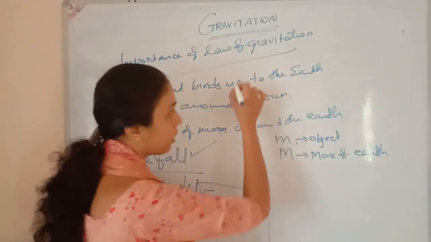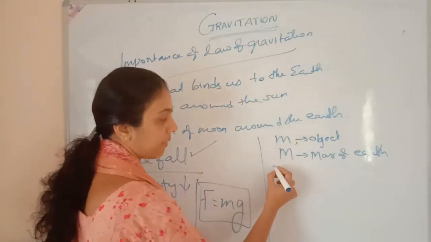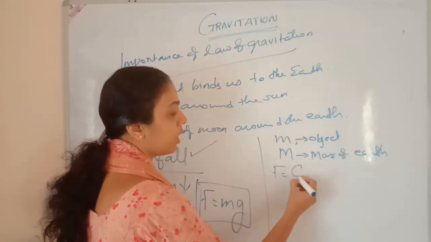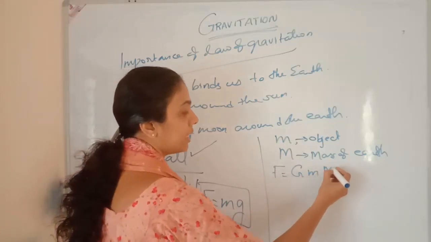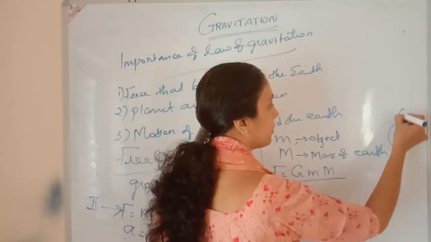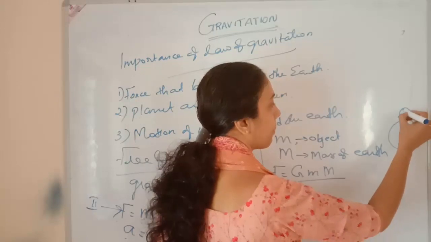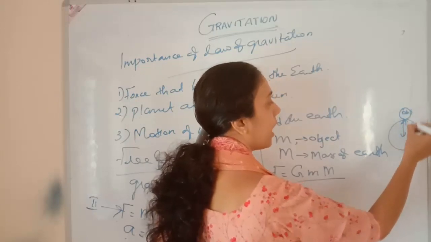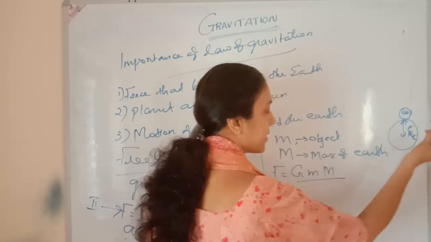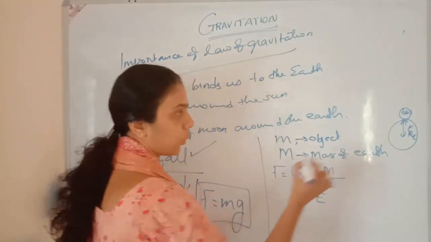How can we write this down? As per Newton's law of gravitation, or the universal law of gravitation, F is equal to G m1 m2 divided by the distance between the Earth and the object squared. The distance is Re, the radius of Earth, right? So the distance between them is Re square.